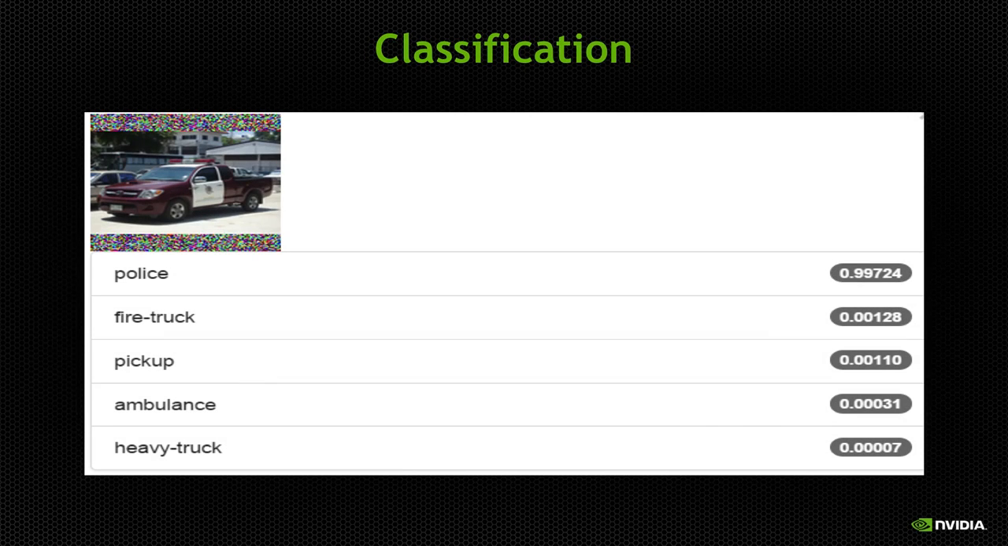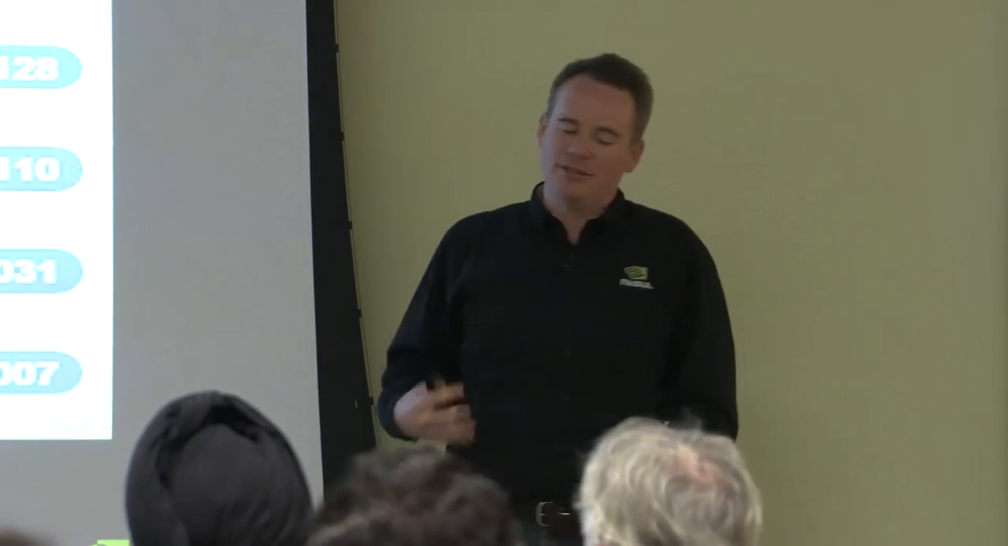Obviously we spent a lot of time on classifiers. This is one of my favorite examples because it's hard, and you can debate if we actually got this one wrong. Turns out we actually got this one right. Even though it's red, it actually is a police car. We're pretty sure it's a police car. It could be a fire truck, another good guess. Pickup also shows up down there, but they're way down the list in our confidence level. Just an interesting example.